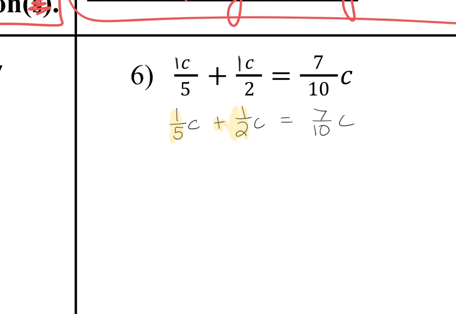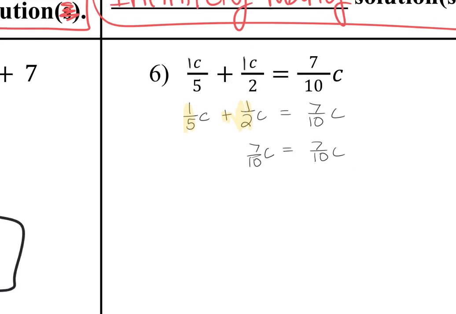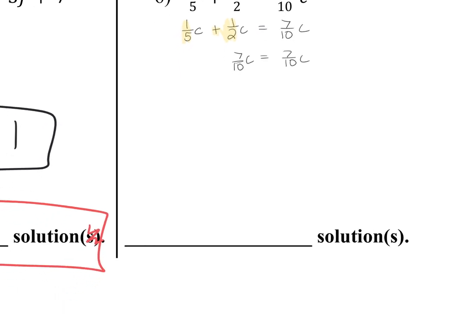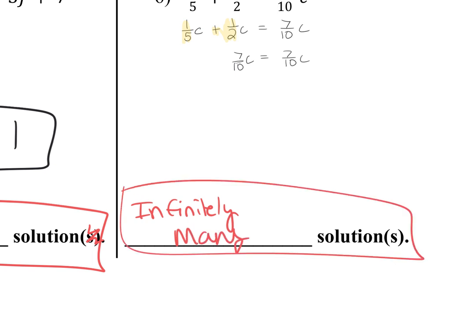1/5 plus a half in your calculator. And I want it in fraction form only because the other side is 7/10 C, and it's easier to compare my fractions if they're both in fraction form. 7/10. Awesome. 1/5 plus a half is also 7/10. Good. So what would we say? Infinitely many. They are the exact same thing. So we have infinitely many solutions there. Okay? They wind up being the same.